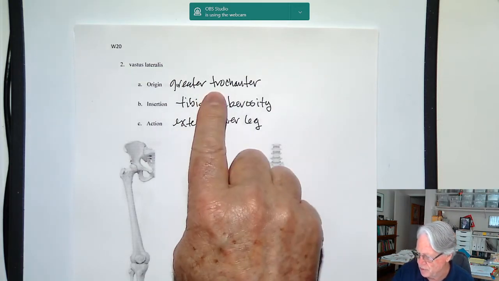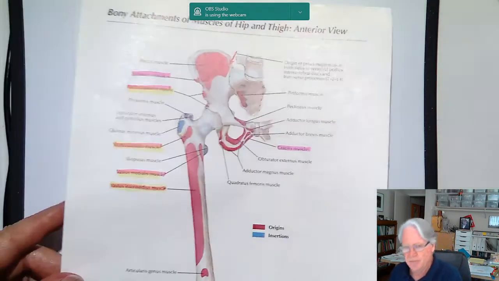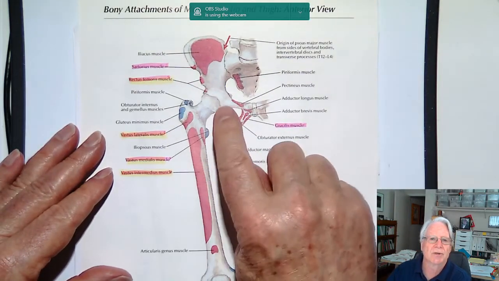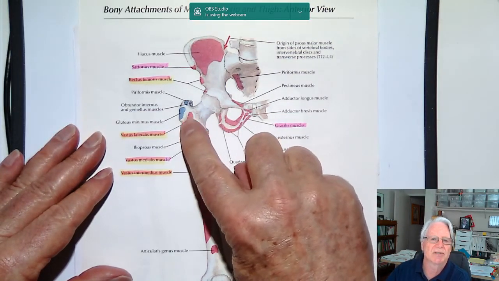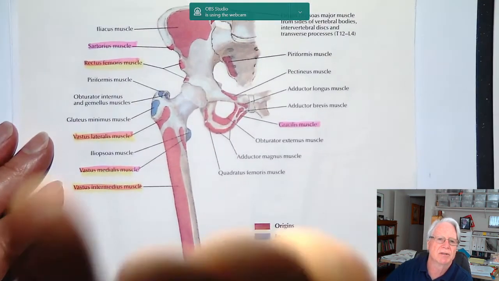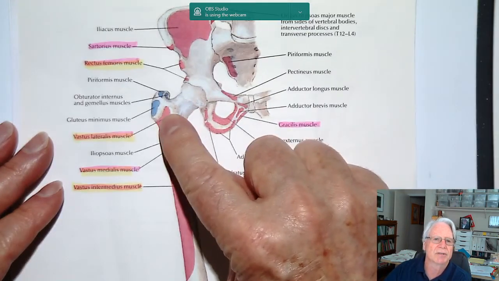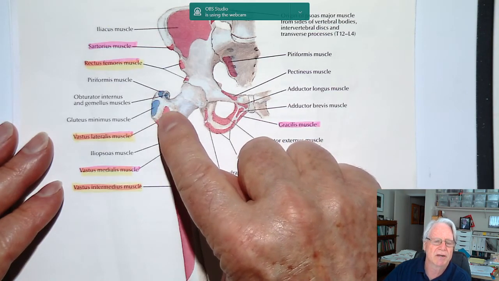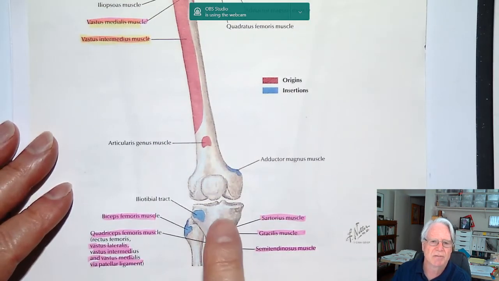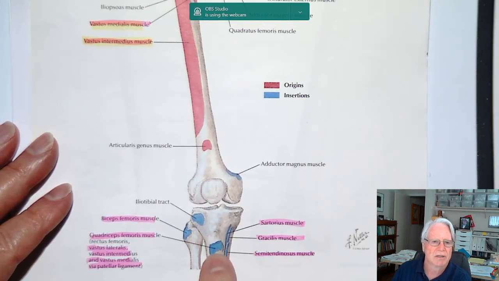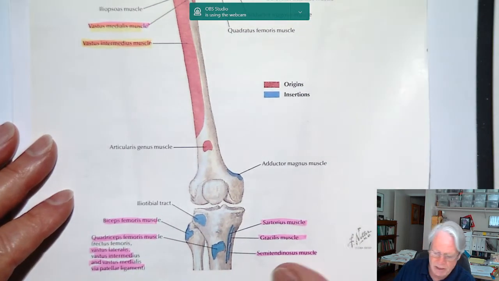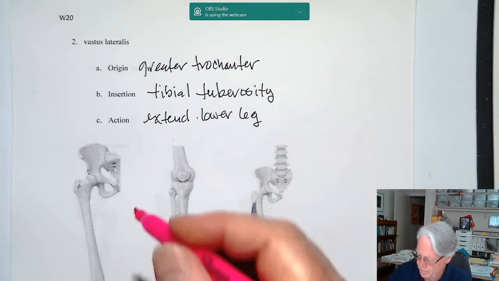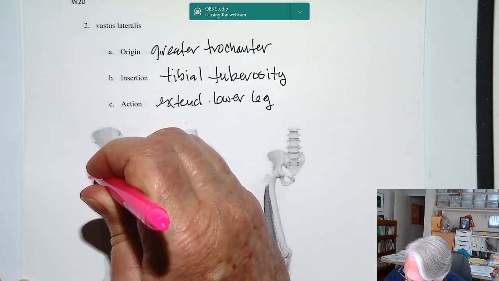So, greater trochanter, vastus lateralis. So here's my greater trochanter, and there is the vastus lateralis muscle right there. Okay, this is my greater trochanter. So it's located right there, and its insertion is right here. Okay. So let's go ahead and mark that out. In this case, we can do it. So it's right here.